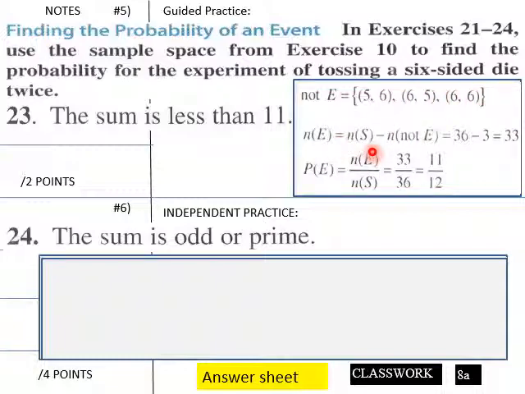E would be n(S) minus n(not E). We have 36 outcomes here, and we subtract 3 from that, and we get 33. So the probability of E would be 33 over 36, or simplified, 11 over 12. That would be our probability of getting a sum less than 11. And then down here, your sum is odd or prime. Try that one, students.